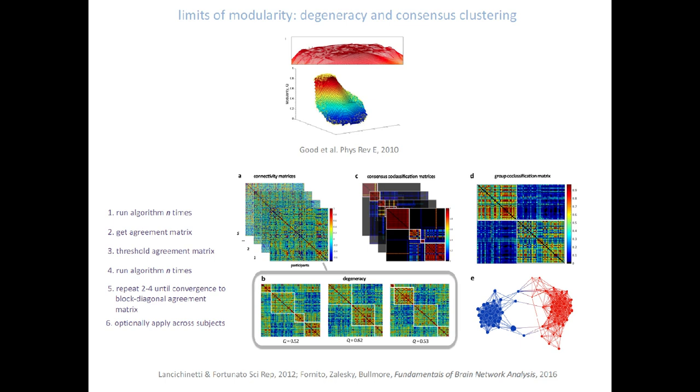And then optionally, you can do this across subjects. Right? So you do it within a subject, you get a consensus, then you do it across subjects. So you just treat each subject as a different instance. And then you can get a group level representation of the modular organization of the network. And in this case, we find 2 modules. Any questions about that?